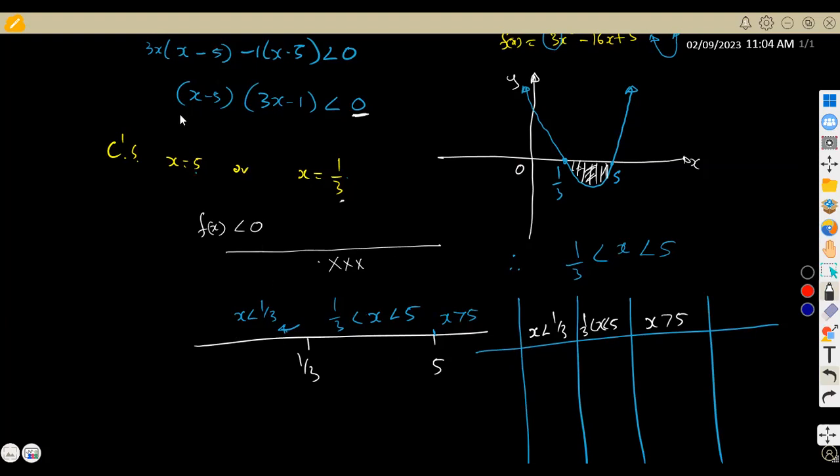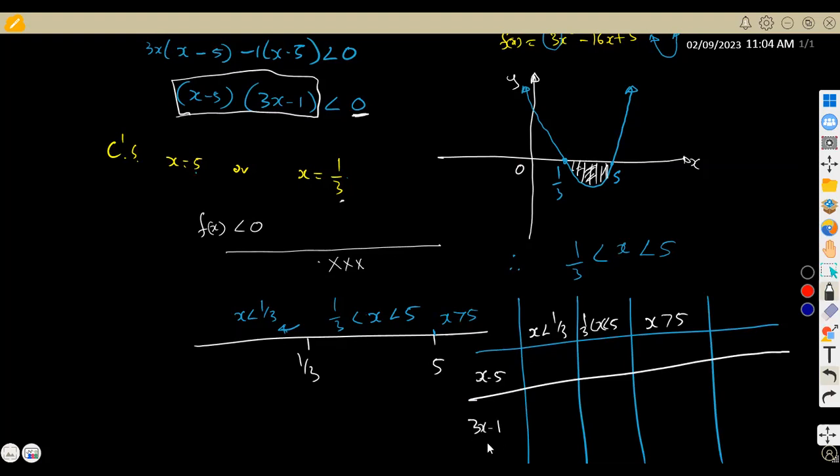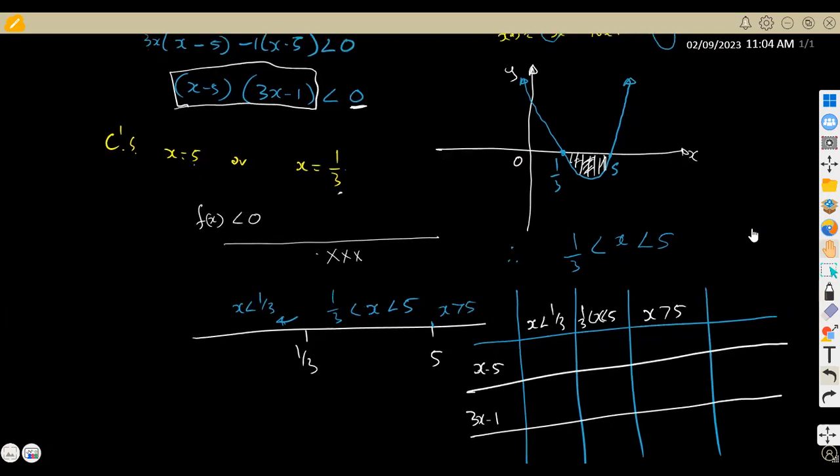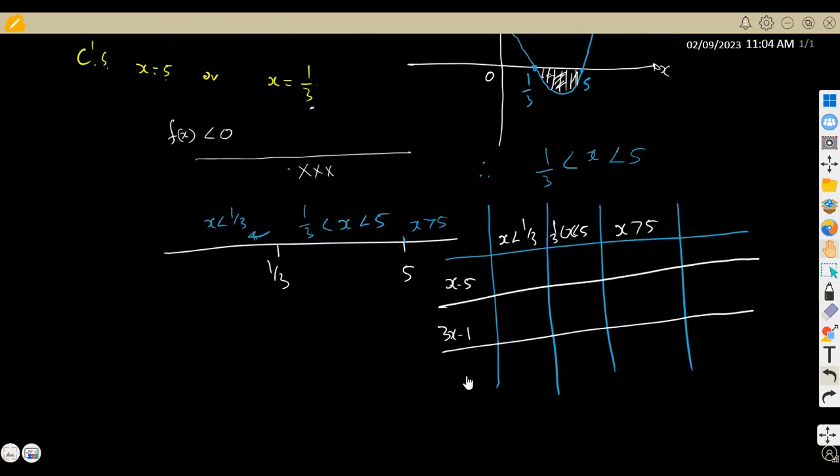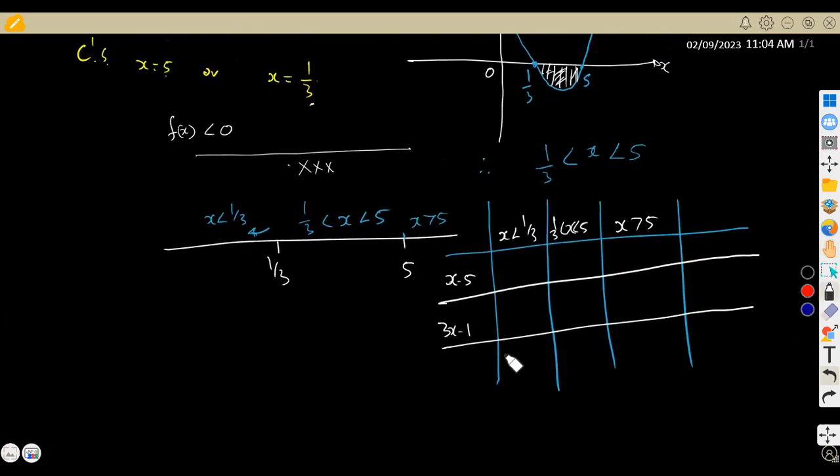Then the brackets, from the solutions, these are the ones that you're going to take. So you're going to have here x minus 5. You move on to this one, 3x minus 1. Then the last one will be for the product of the two. They are multiplying each other. So it's x minus 5 into 3x minus 1.